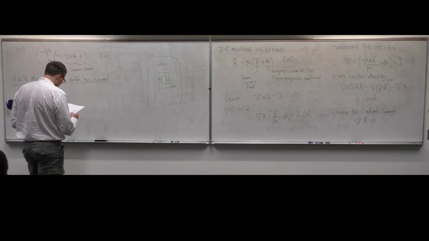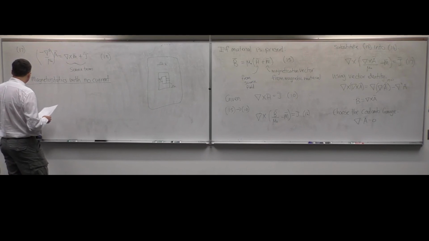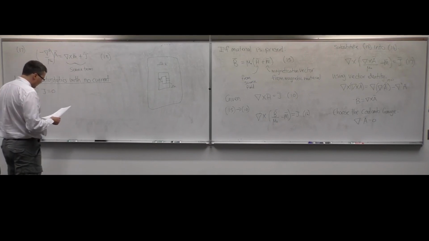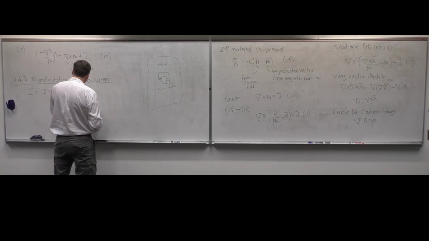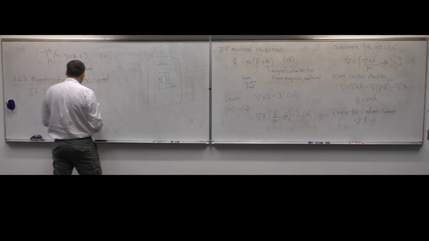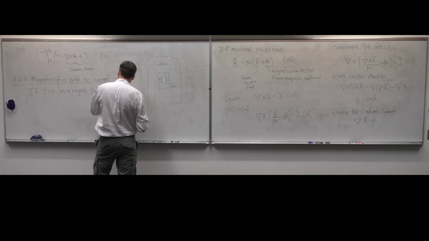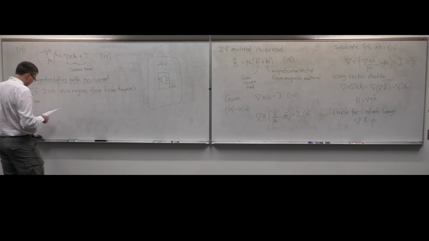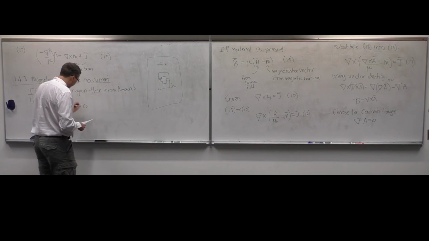So if we go back to Ampere's Law, equation 10, if we look at that, if J is equal to 0 in a region, then from Ampere's Law, we have that just del cross H is equal to 0.